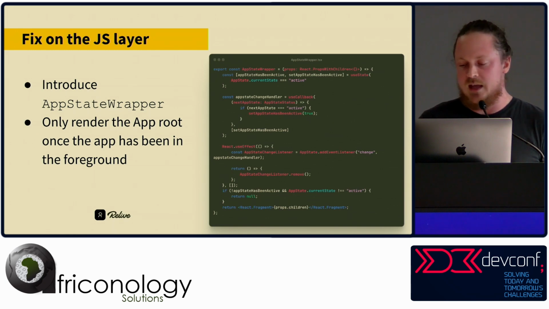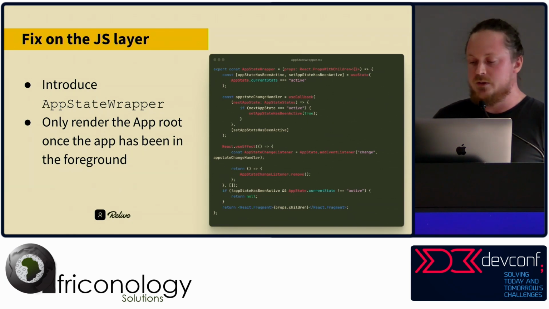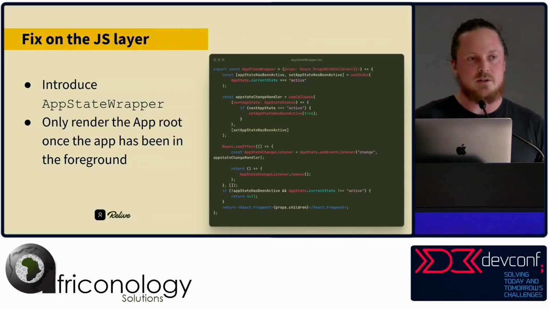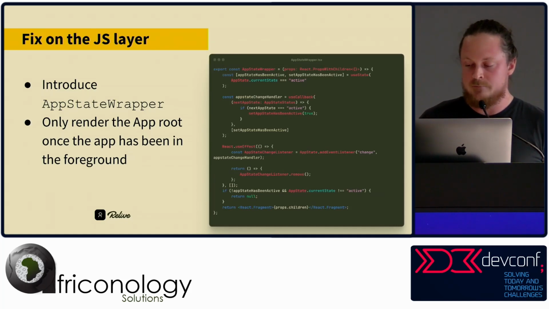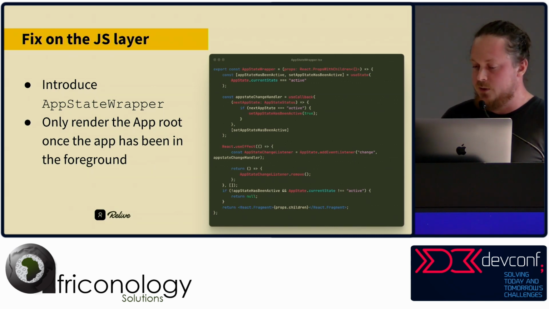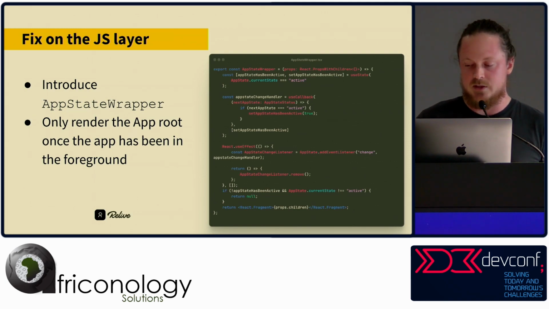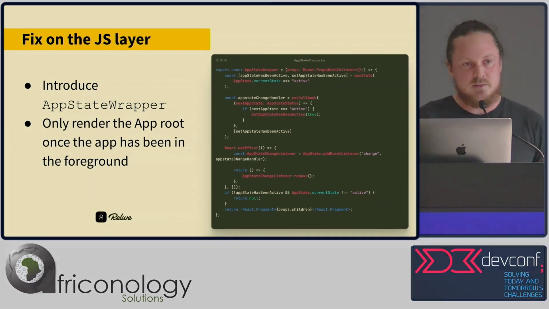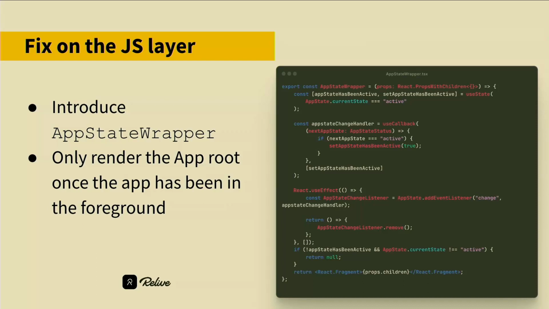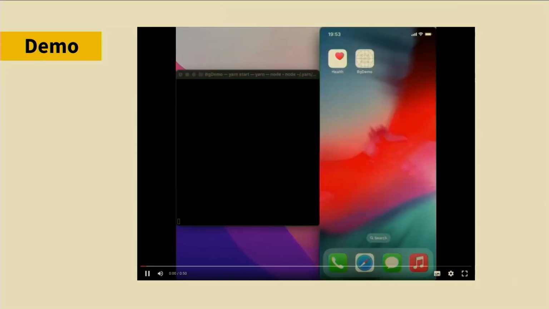So here we introduce an app state wrapper. This component simply renders its children if and only if the app has been confirmed to be in the foreground. The app state wrapper utilizes the AppState class from React Native, which has a current state property that is continuously kept up to date. Now the moment when the current state goes to active, that is the moment when this component will then render its children.